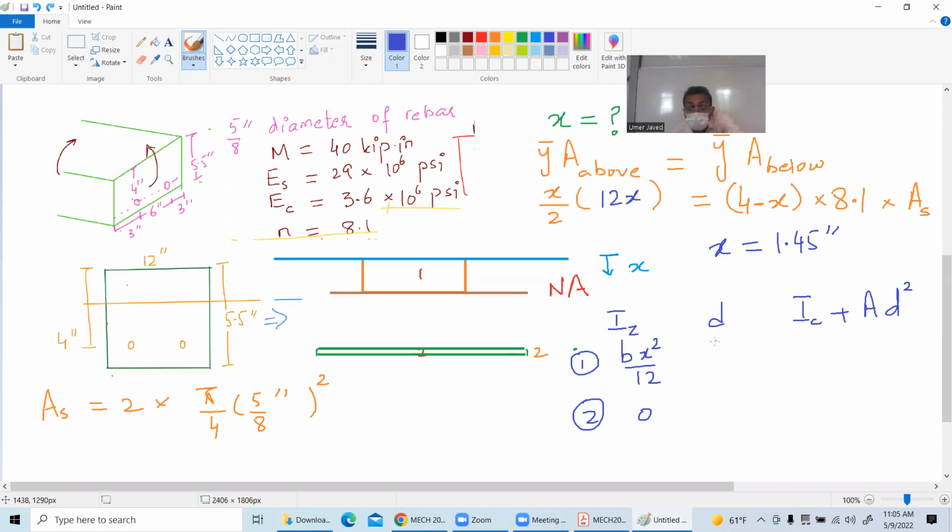The D is x by 2, right? Because from here all the way up to neutral axis is x by 2. For this one, the D is from here all the way up to here is 4 minus x. IC plus AD square is bx cubed by 12 plus.